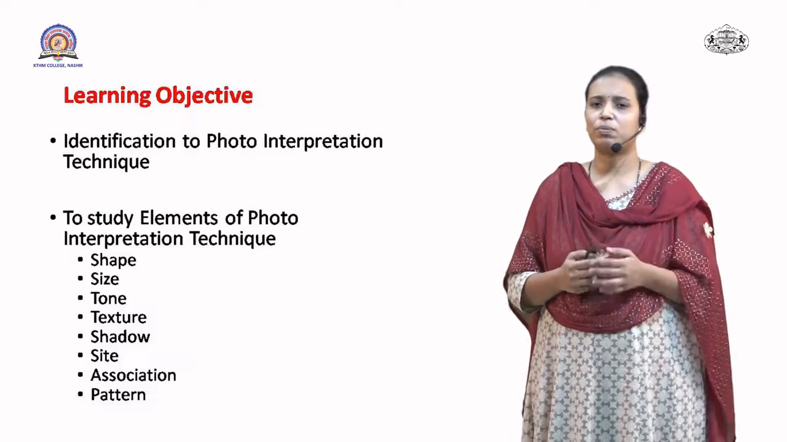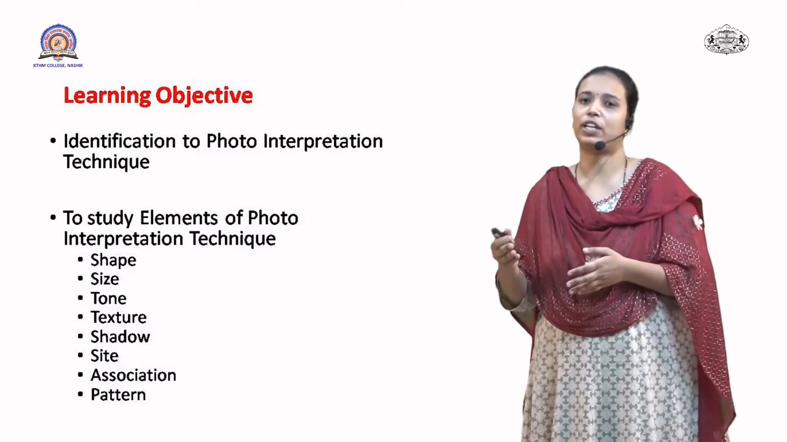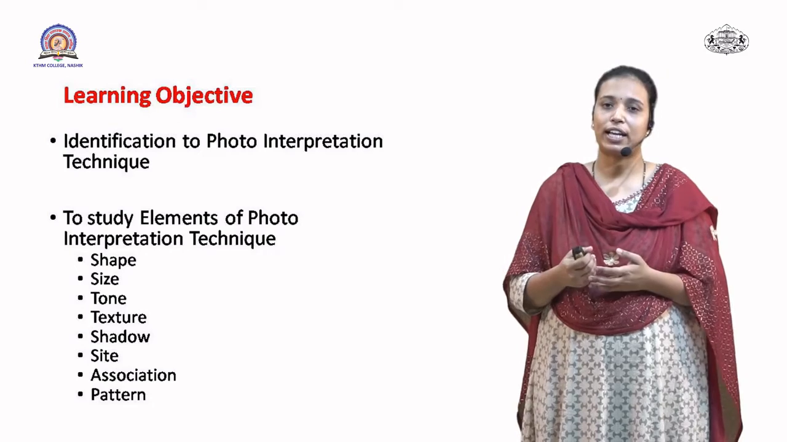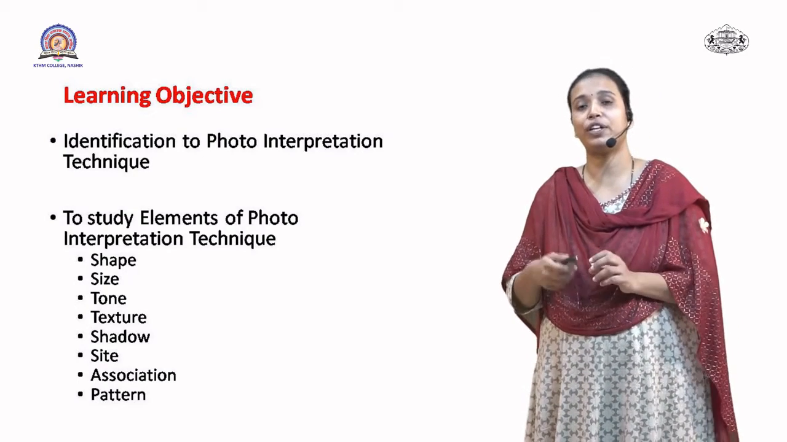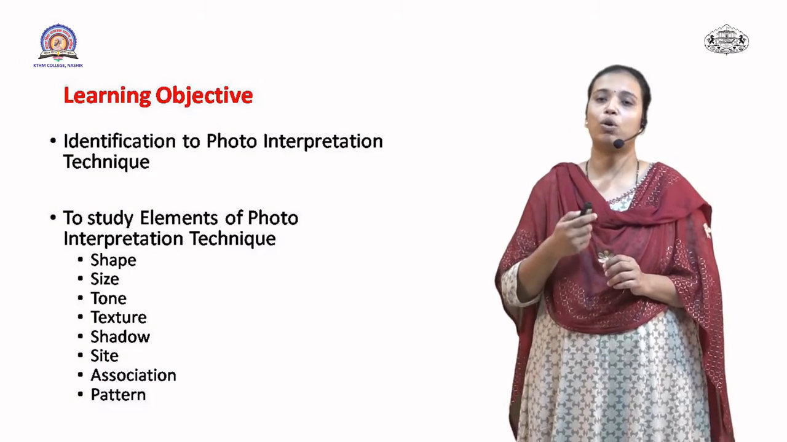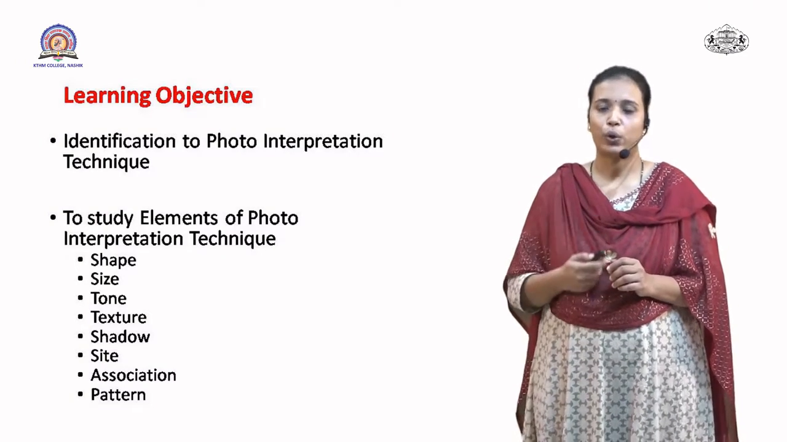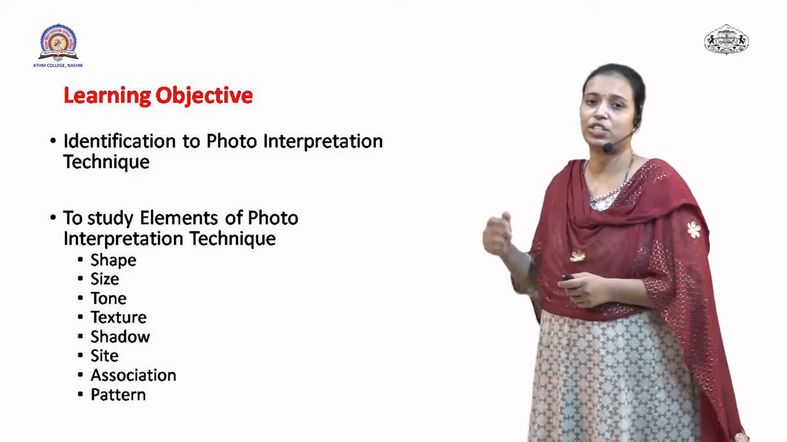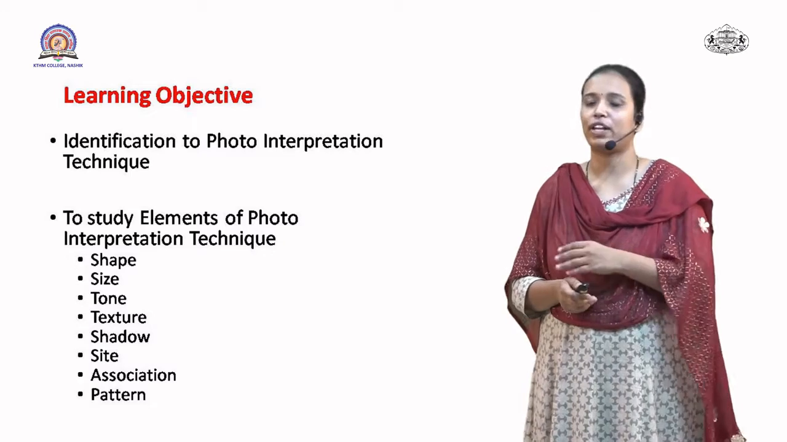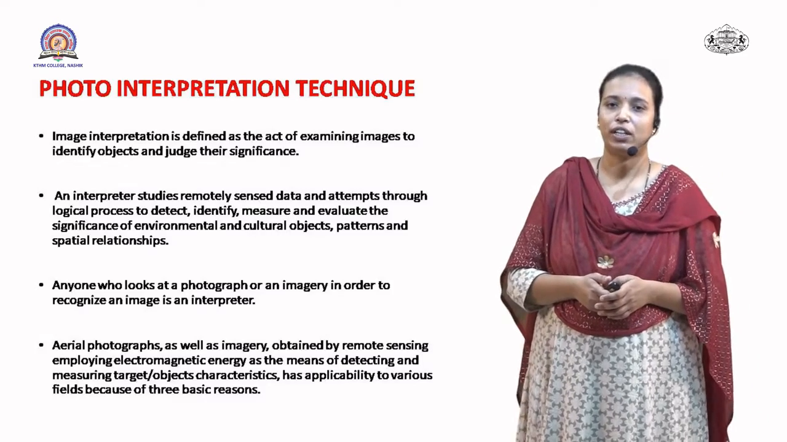Now the learning objective of today's session is, first, what do you mean by photo interpretation techniques, and second, the 8 elements which are used to interpret any photo. Those 8 elements are shape, size, tone, texture, shadow, site, association and pattern of any object or phenomenon. Now firstly we'll start with the photo interpretation technique.